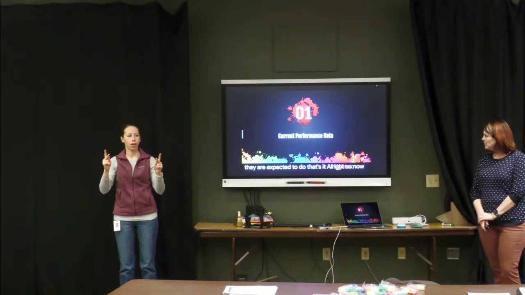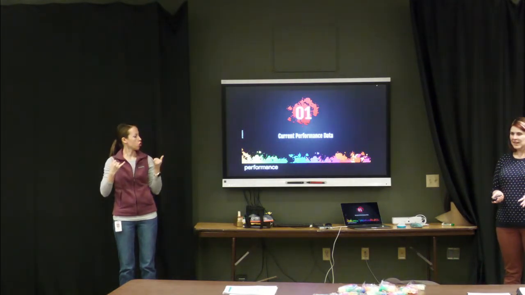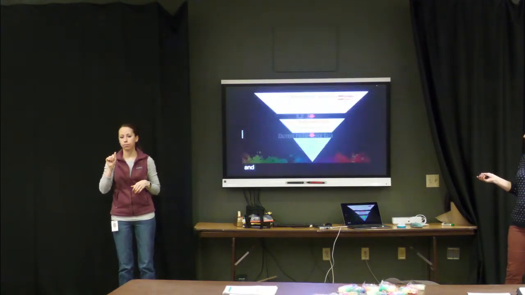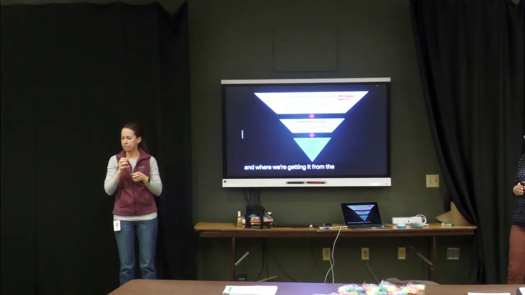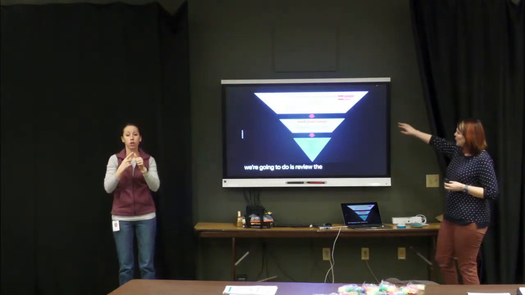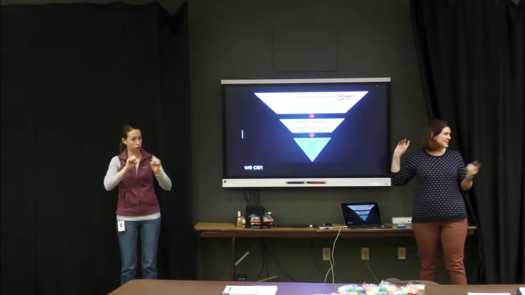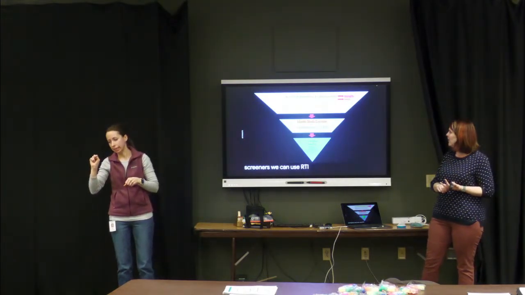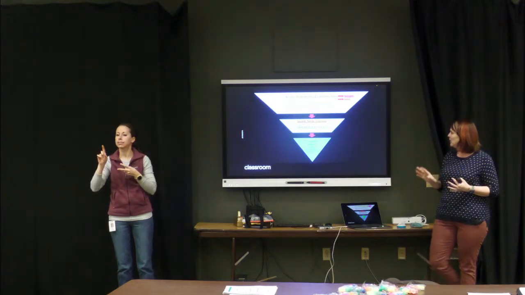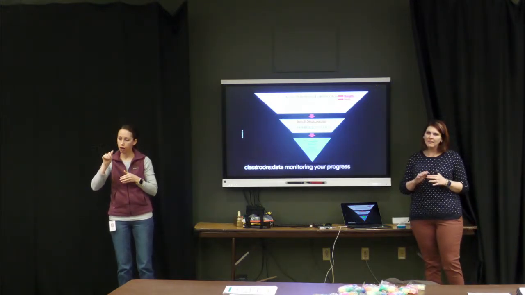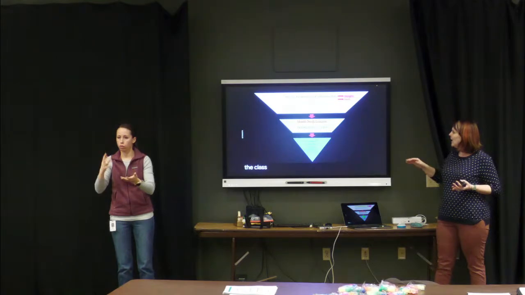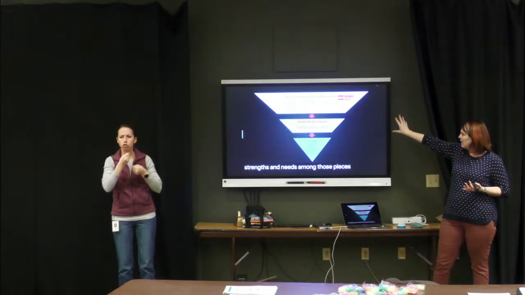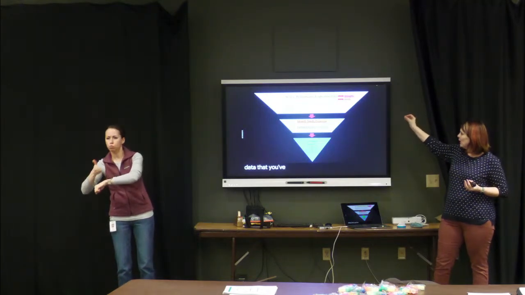All right. So now we're going to talk about their current performance data and just what that looks like and where we're getting it from. The first thing we're going to do is review the evaluation data. We can use, as Christina said, our screeners, RTI data if you have that, classroom data, your progress monitoring, anything that you have collected in the classroom. And you're going to identify strengths and needs among those pieces of data that you've collected.